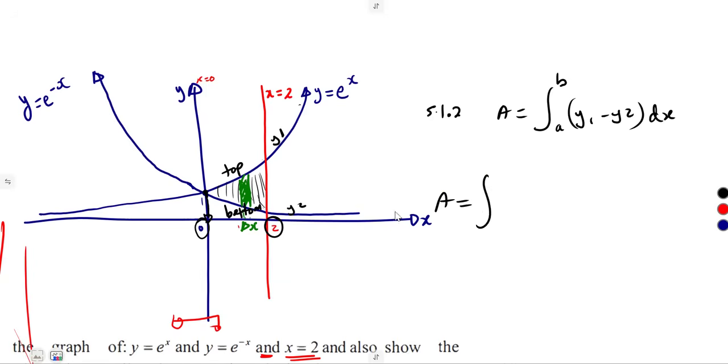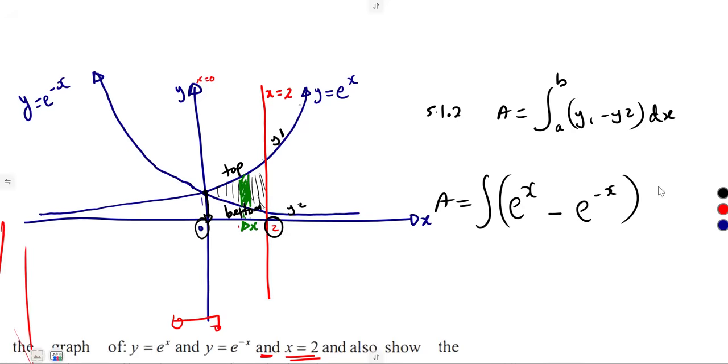So that is y1, the one on top, this one. This is the one on top, e to the exponent of x, minus the one below, which is this one. In between where the area is, we can see this is the one that is below. So it is this one. This is the graph that is here below. So that is our e to the exponent of minus x.